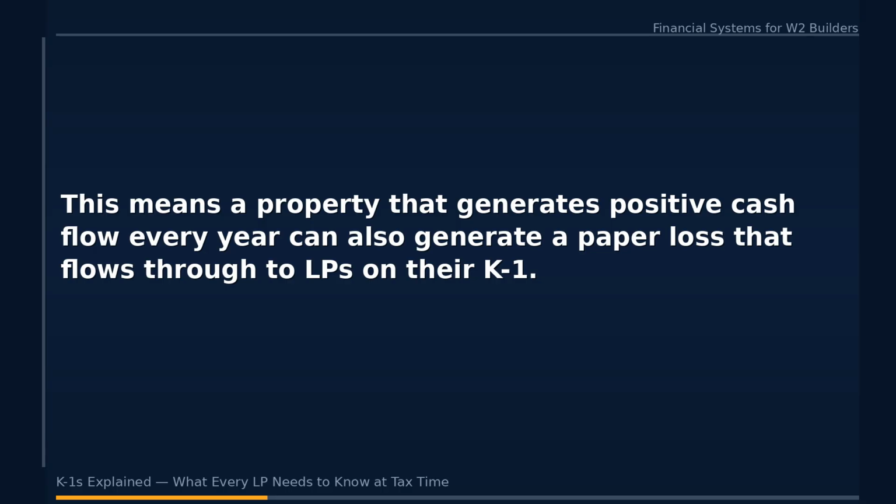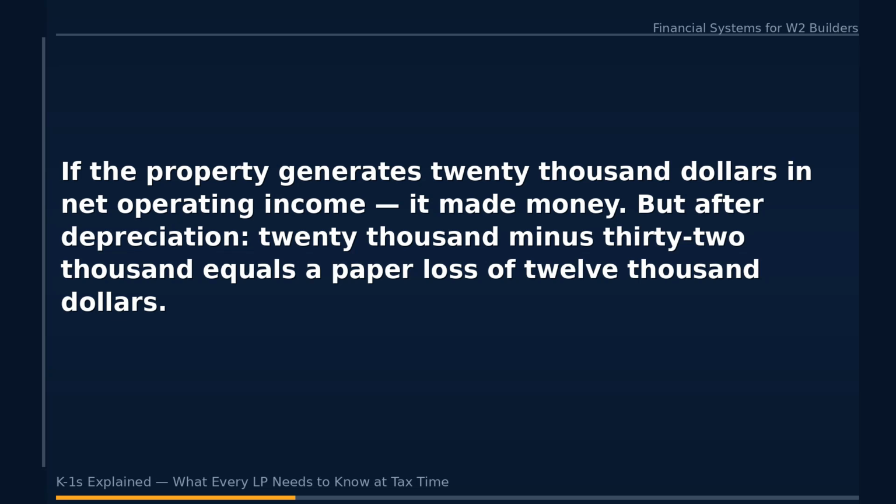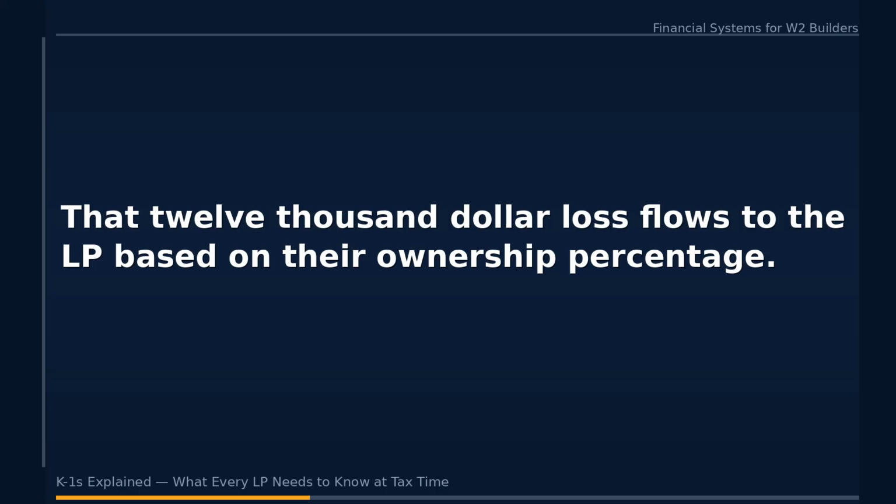Here's a simple example. The LLC owns a property worth $1 million. Land is worth $100,000, the building is worth $900,000. Divided by 27.5 years, annual depreciation is roughly $32,000. If the property generates $20,000 in net operating income, it made money. But after depreciation, $20,000 minus $32,000 equals a paper loss of $12,000. That $12,000 loss flows to the LP based on their ownership percentage.